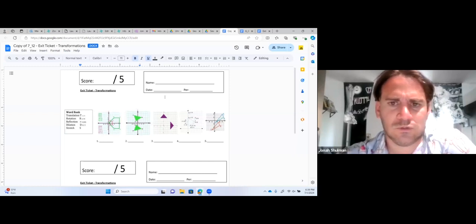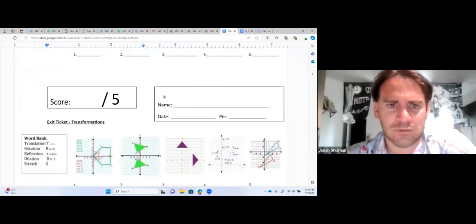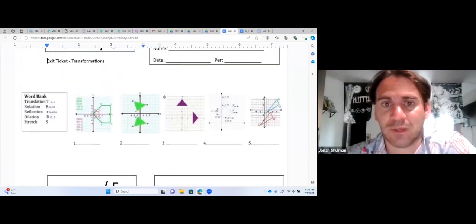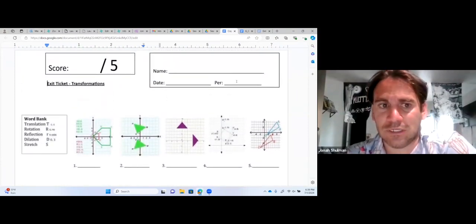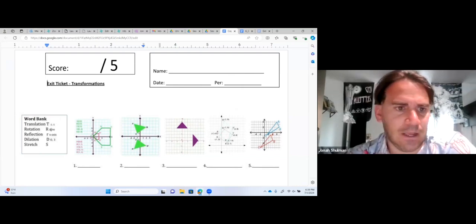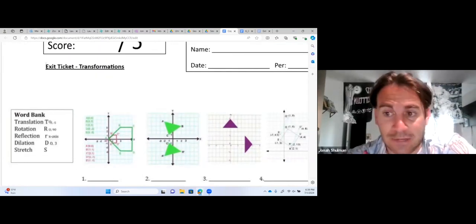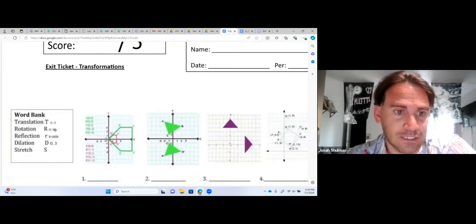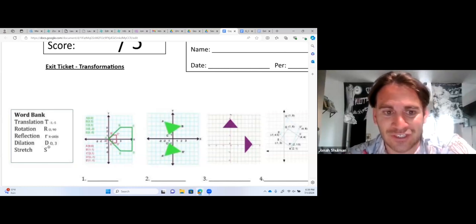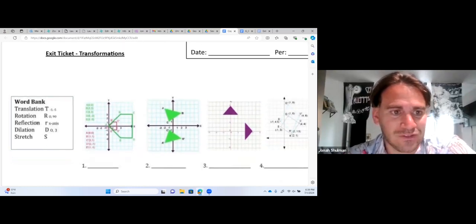So this is what the students would get. I would always put two on a page or three on a page or five on a page to save paper. They put their name, their date, their period, and then they have a word bank. So the translation actually gave the translation, the rotation gave the rotation, the reflection gave the reflection, the dilation gave the dilation, the stretch gave the stretch. So all they had to do was basically match.